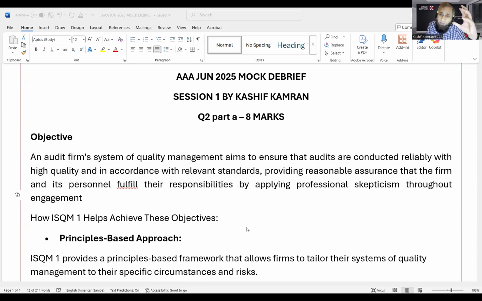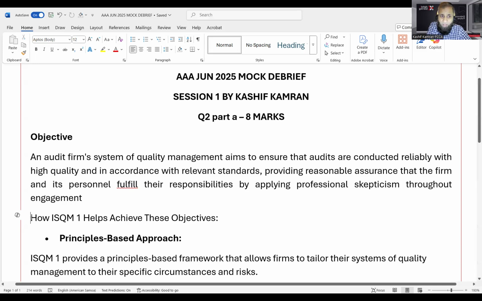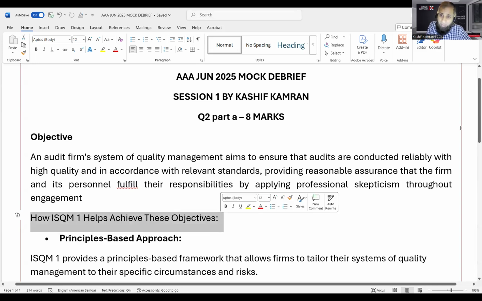Now there could be so many objectives, right? Providing a reasonable assurance, good quality audit, retaining the clients, boosting the public confidence. They could be maintaining professional skepticism, exercising due care. There could be so many objectives, right? Why you have a quality management system in place. Then I give the second heading, how ISQM1 will help achieve these objectives. Now, this is from the article ISQM1. How ISQM1 will help achieve these objectives.